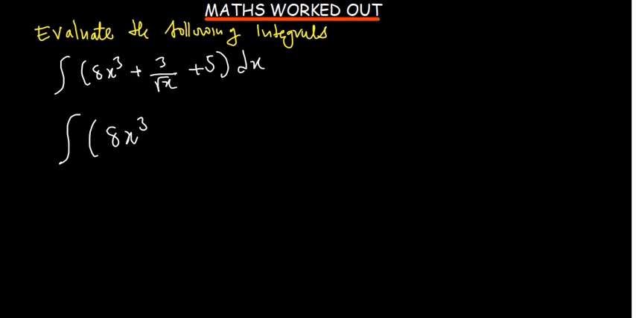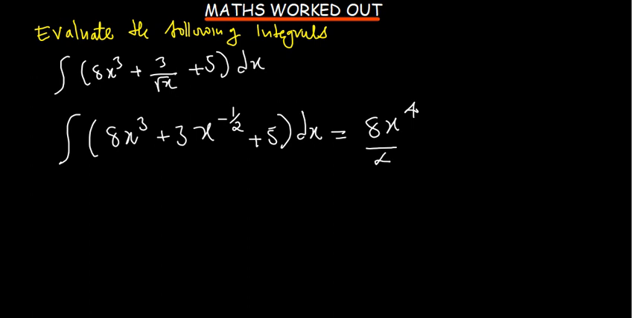Now the square root of x is the same as x to the power half. I don't want x to be in the denominator, so I'll take it on top, and the power becomes negative half. And then plus 5 dx. Now I can find the integral. This is going to be equal to 8x, add the 1 to the power, that becomes power 4, the same 4 divide by it.